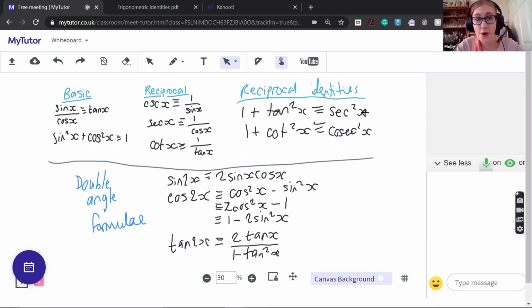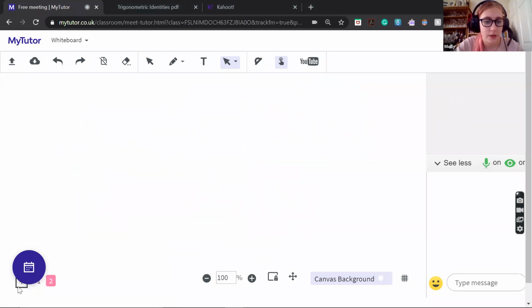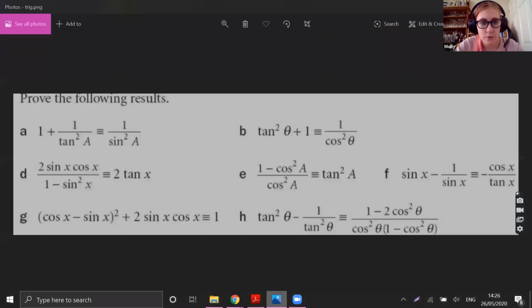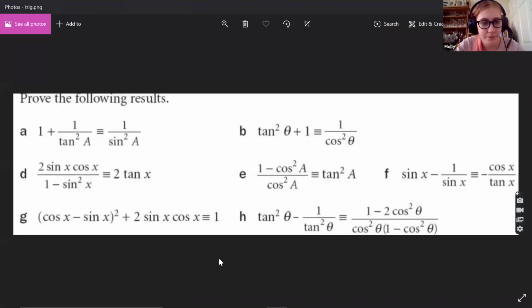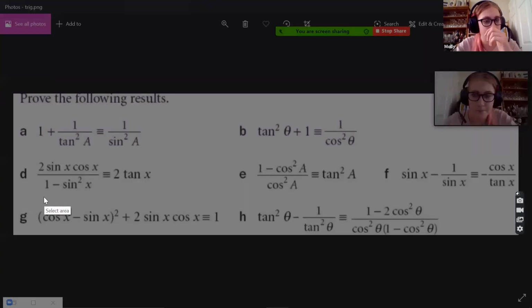Right, now hopefully we're going to go through some questions and all of this will suddenly start to click into place. That's what we hope. So we're going to start with, we're going to do this one.